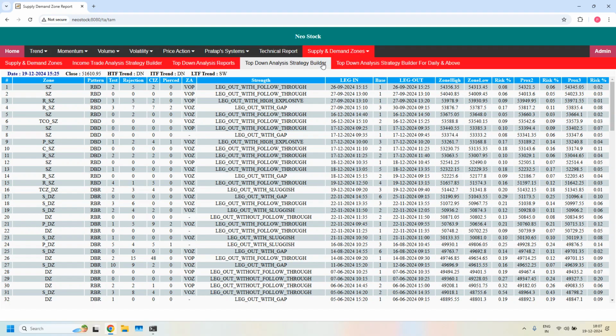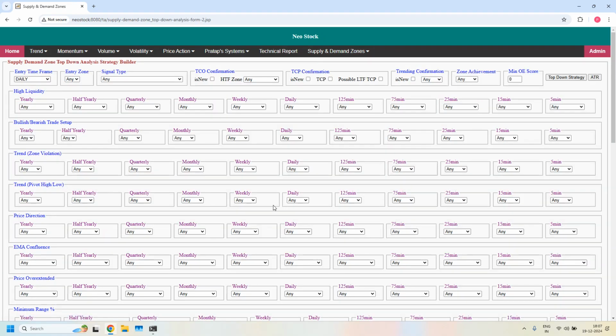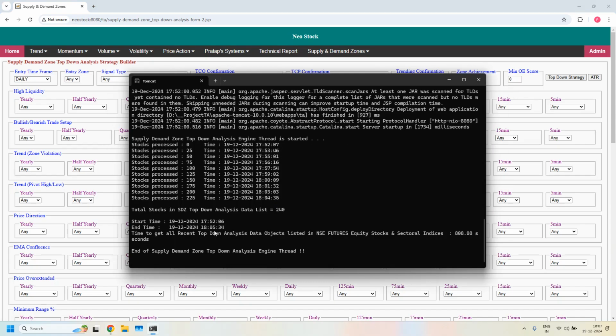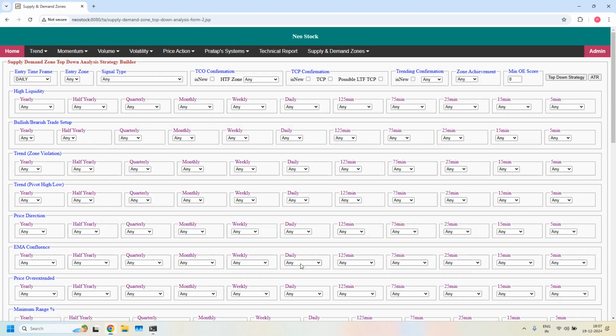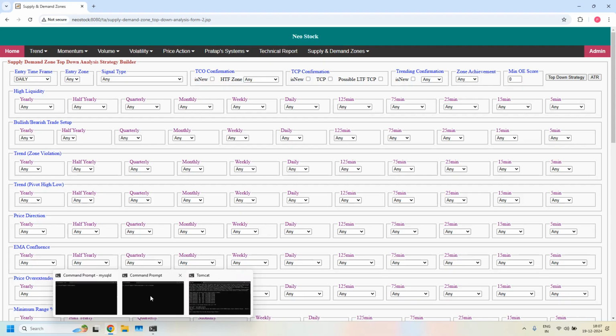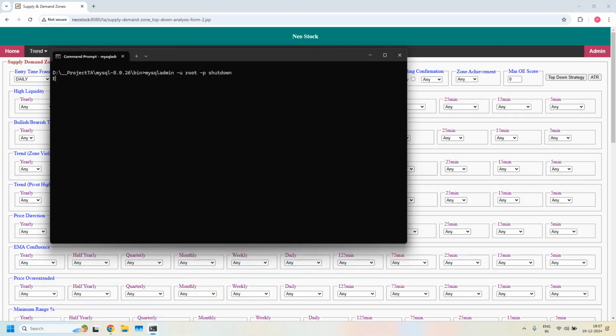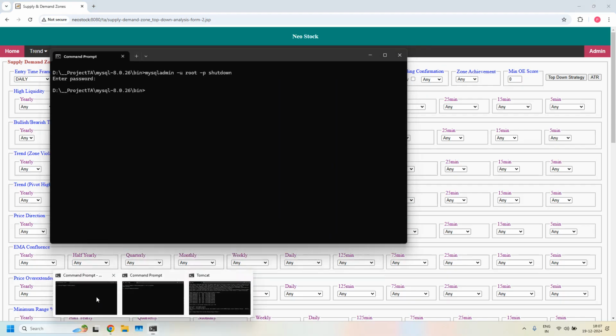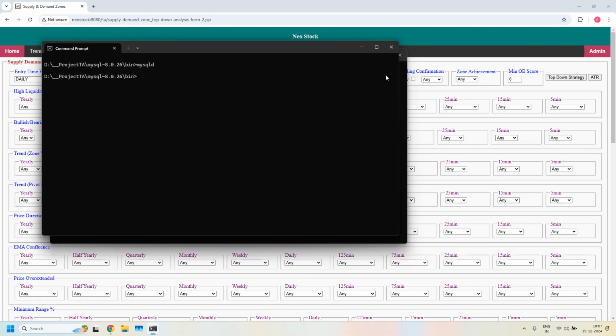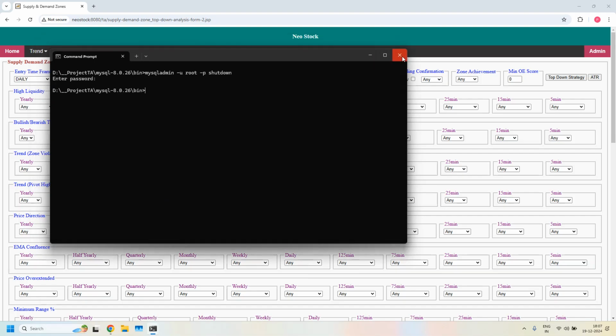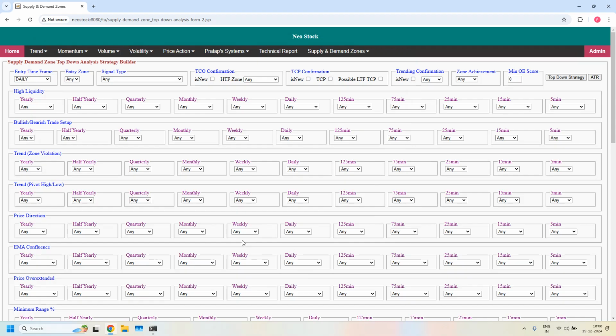Next we have to generate stocks near demand and supply zones. So let me check the processing. Yes, the processing is completed. Good. Now we don't require this database. I'm shutting down the MySQL database. Okay, gone.